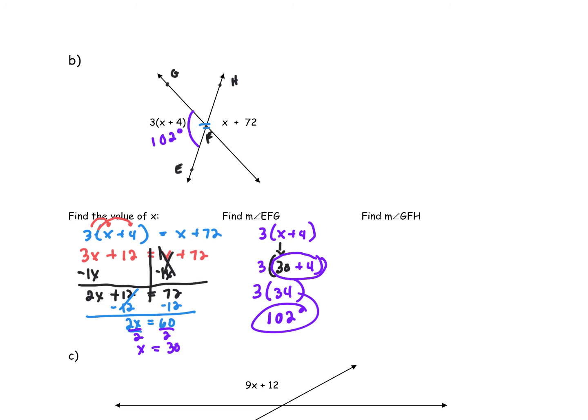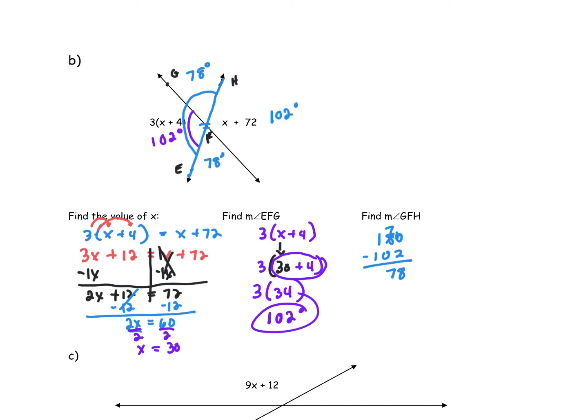And now they want us to find the measurement of g to f to h. And so I have to realize that this is a supplementary relationship with the angle that I now know. So 102 plus this angle are going to equal 180. So I can do it algebraically, or I can just take 180 minus 102. Again, we want to borrow. And it's 78. So this should be 78 degrees. And because they're vertical, they didn't ask, but we could also say this is 78. We could also say that this is 102.